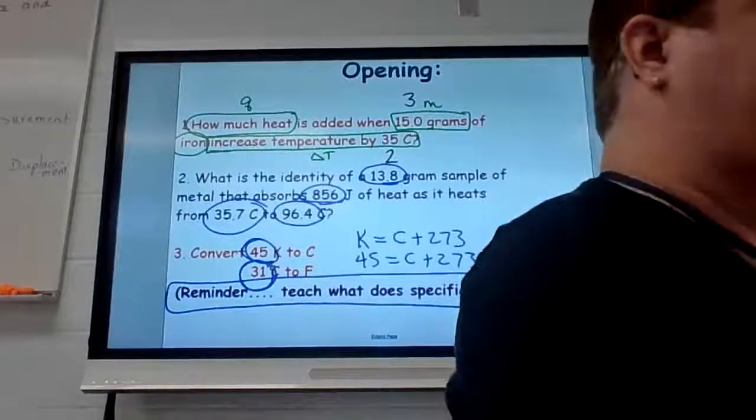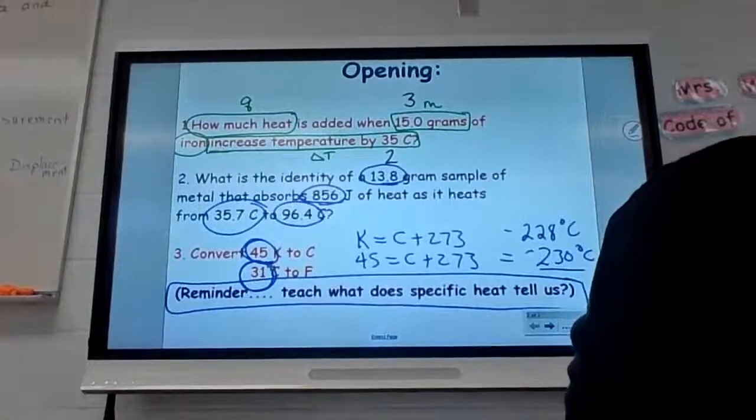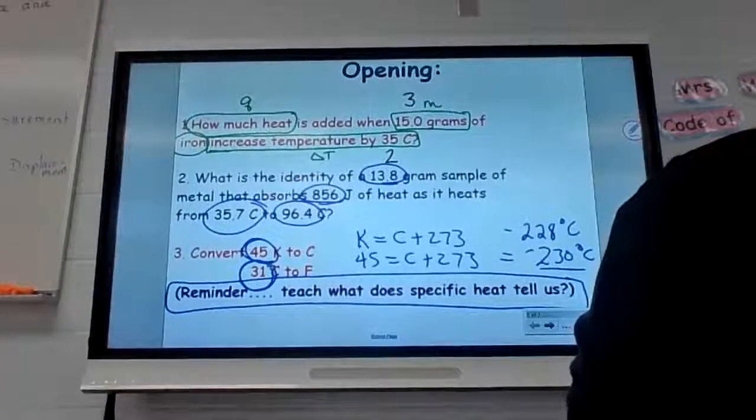All right, 2 through 6, I'm going to round. Number 2, you should have 81.2. And you need to round to only 1 significant digit. So you should round it to 80 joules over grams degrees Celsius. That's for number 2.